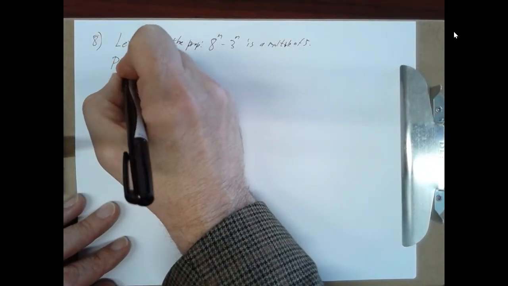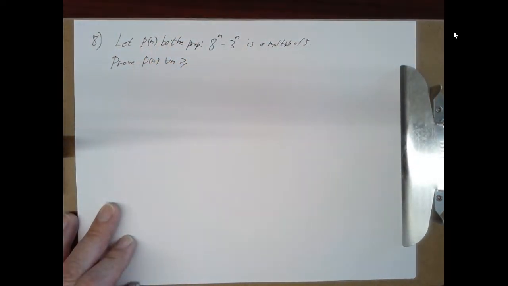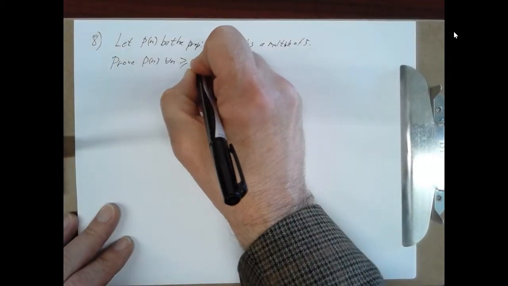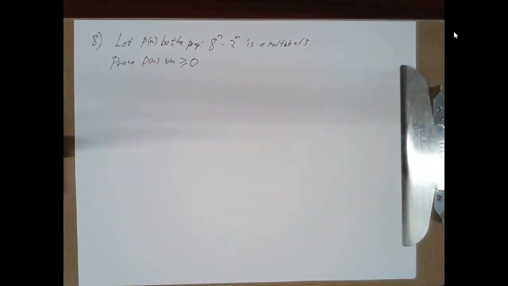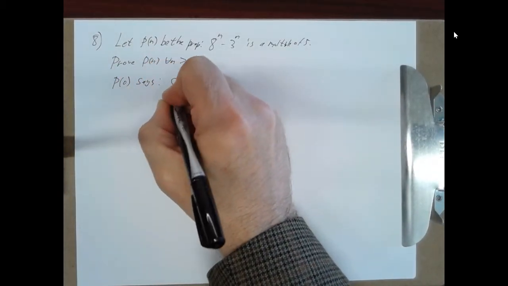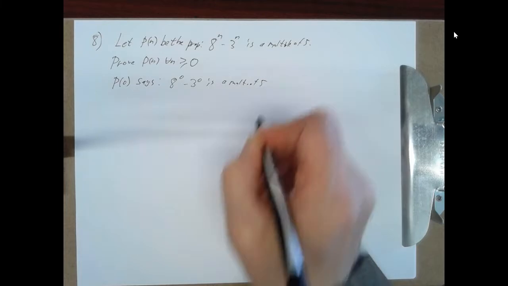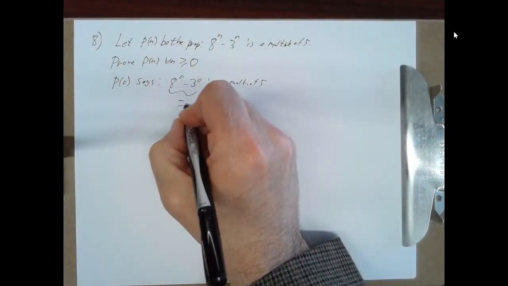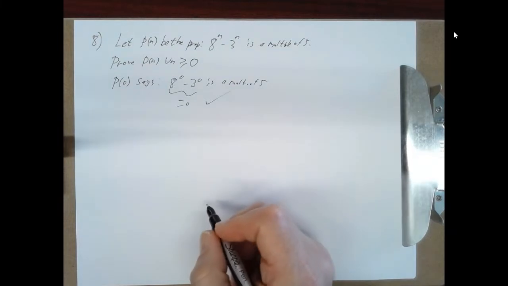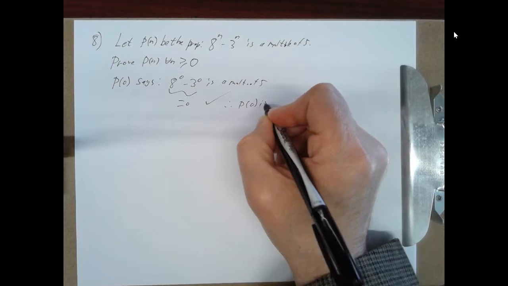And so our problem is to prove P of n for all n bigger than or equal to, did they want 1 or 0? Natural numbers, I don't know. Let's do bigger than or equal to 0. So we can write what P of 0 says. So it says a to the 0 minus 3 to the 0 is a multiple of 5. A to the 0 minus 3 to the 0 equals 0. And that is a multiple of 5. It's 5 times 0. So P of 0 is true.